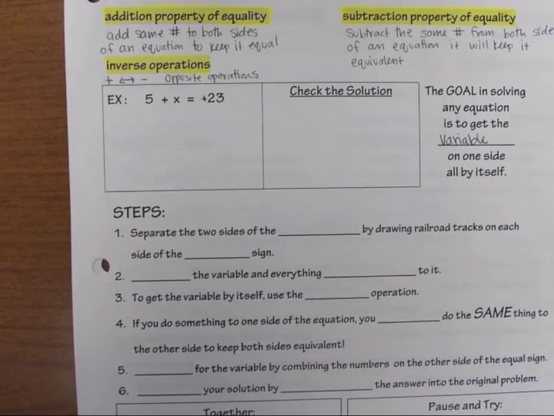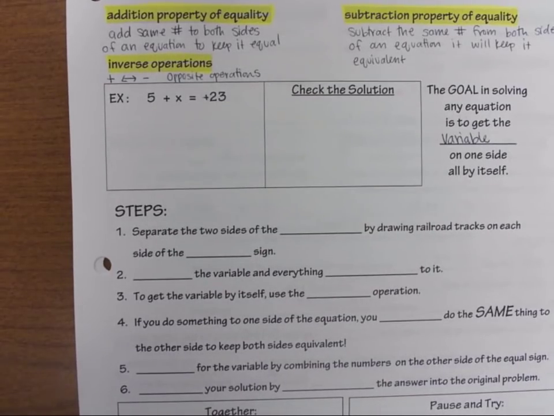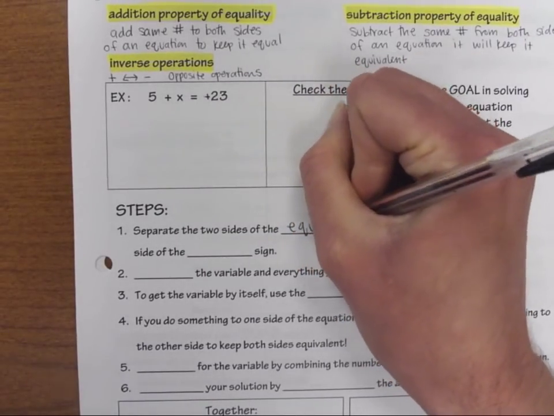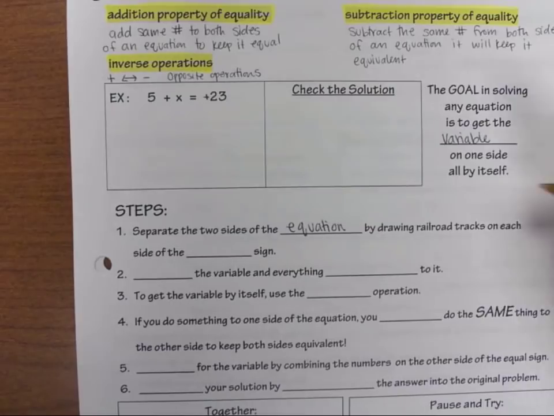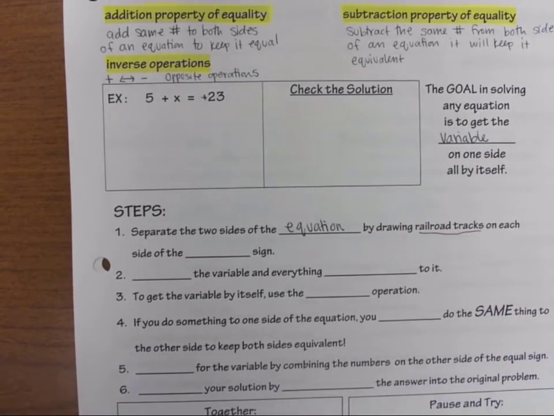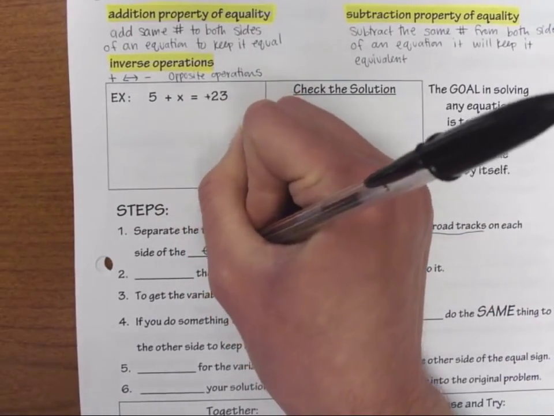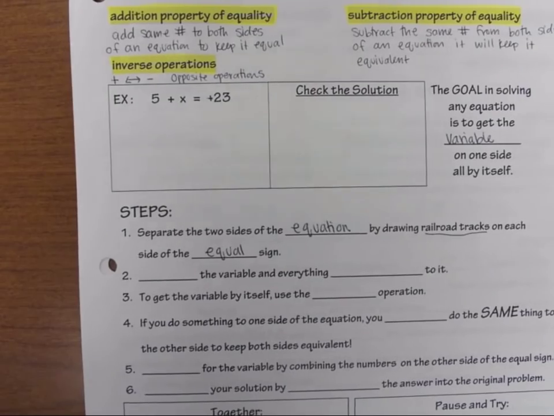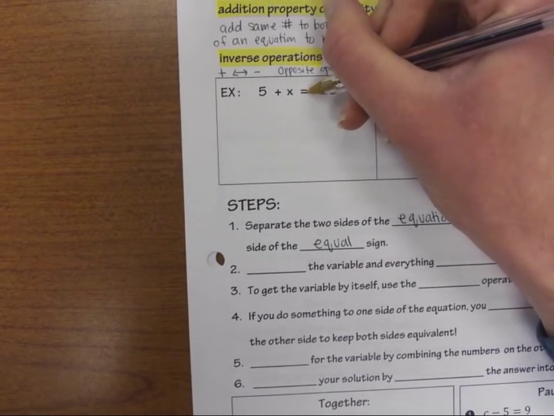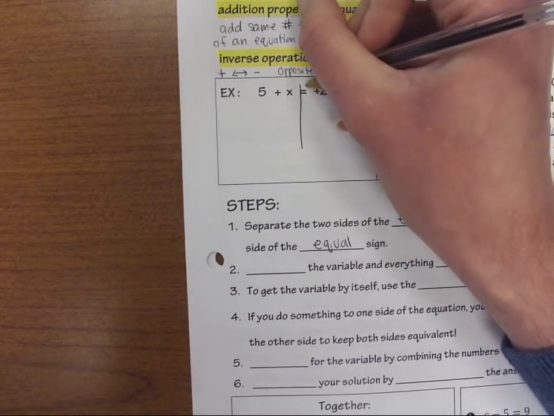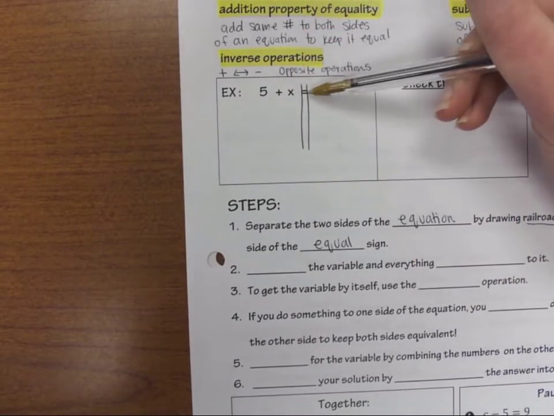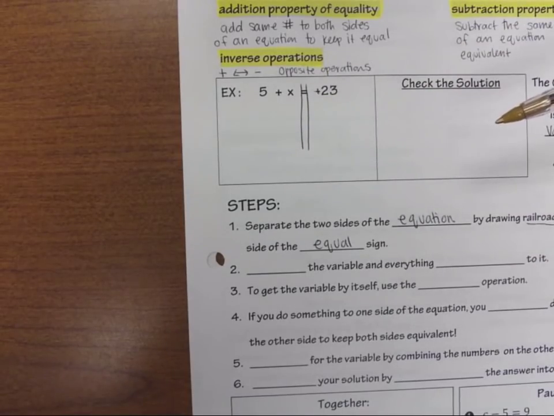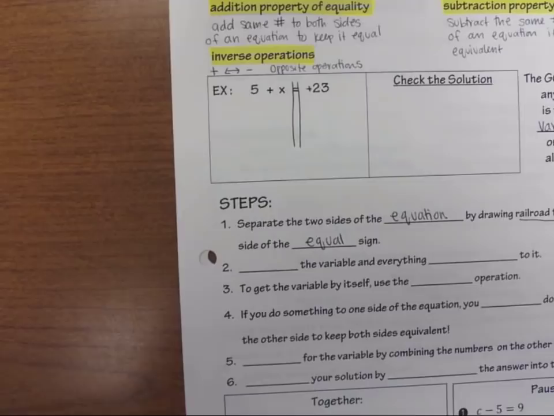The first thing that we want to do to solve this is separate the two sides of the equation by drawing what we call railroad tracks on each side of the equal sign. Go ahead and write down equation and equal. Railroad tracks. I've got my equal sign right here, I'm going to draw a line down like that and another line down like that, so it kind of looks like railroad tracks if I have the little cross pieces in there. This is where our equal sign's going to go in just a minute as we simplify and move things around.